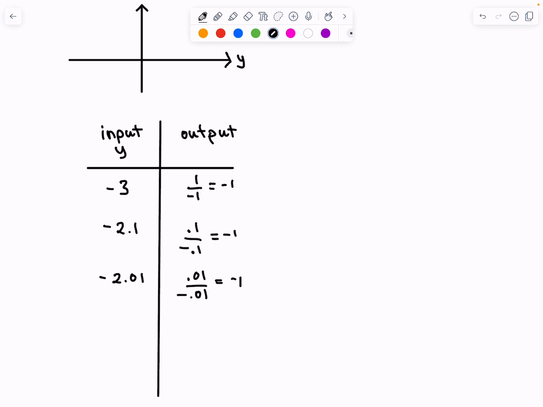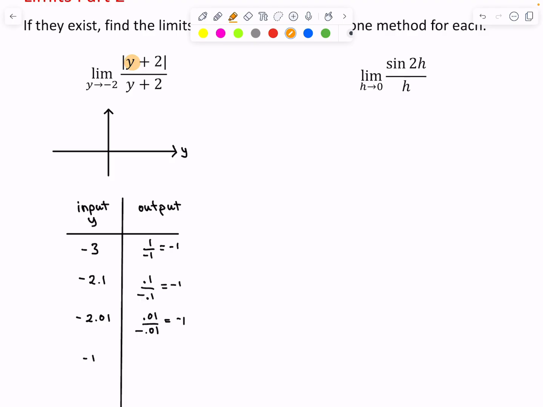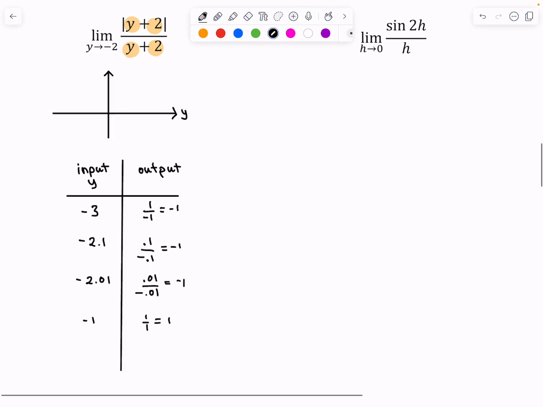Now let's explore to the right of -2. Plug -1 in for y, add 2 is 1, take the absolute value, stays 1. -1 for y, add 2, is 1. So we get 1 over 1 in this case, which is just 1. Now let's get closer to -2, but from the right. So let's try -1.9. When you plug in this value, you're going to get positive 0.1 in the numerator and positive 0.1 in the denominator and get positive 1. In fact, you could explore some more, and you will see that if you pick any y-coordinate that is more than -2, the output will be positive 1.